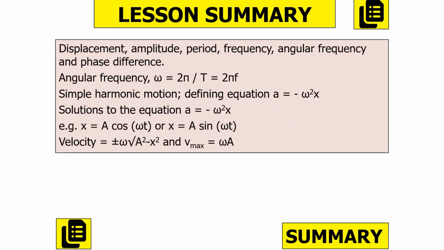To summarise what we've learnt in today's lesson, we've looked at displacement, amplitude, period, frequency, angular frequency and phase difference. Angular frequency is equal to 2 pi over T, which is equal to 2 pi f. Simple harmonic motion without defining an equation is a equals minus omega squared x. The solutions to the equations include x equals A cos omega t or x equals A sin omega t, then velocity is equal to plus or minus omega times the square root of A squared minus x squared, and the maximum velocity is equal to omega A.